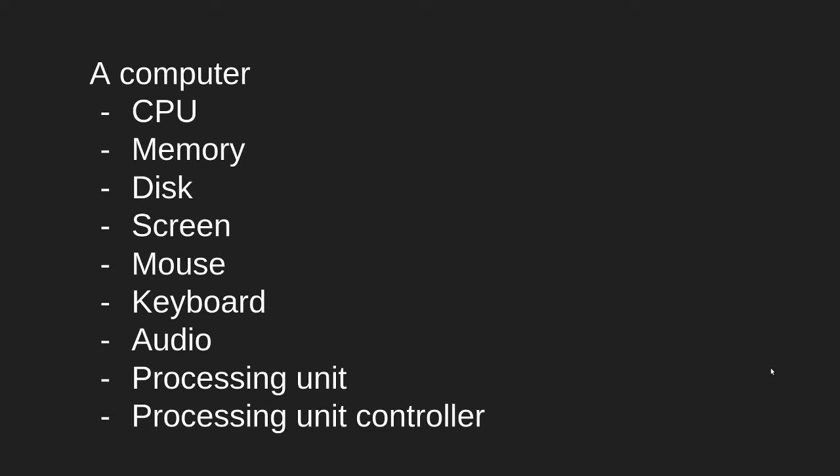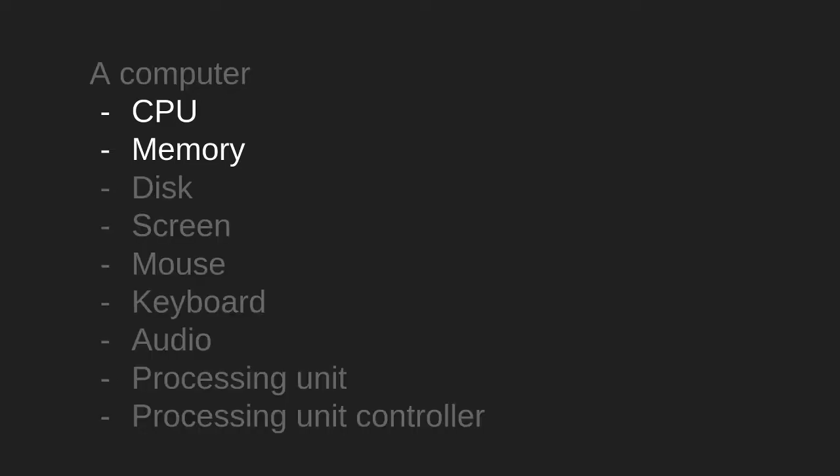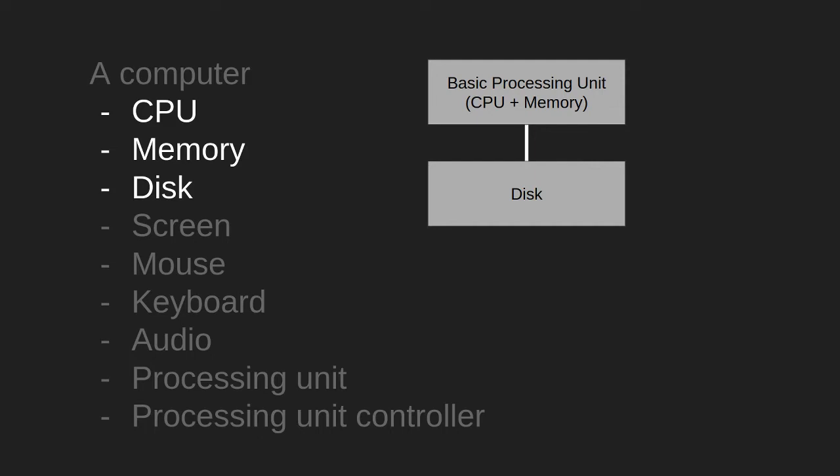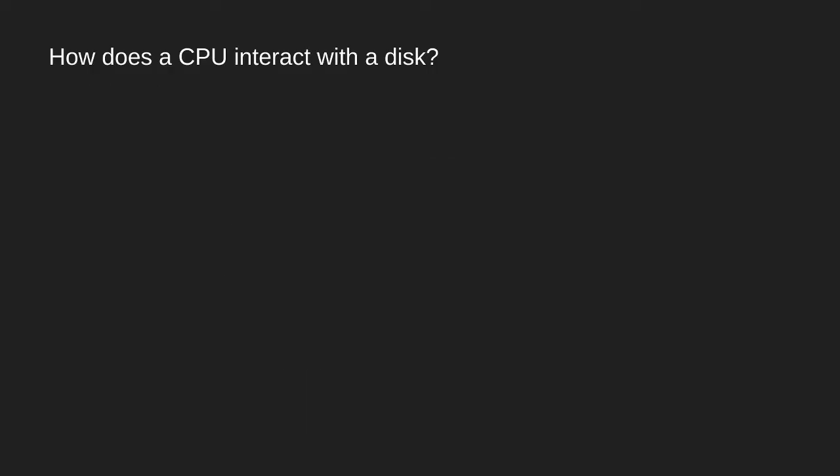This is the second video in our series on the basic uses of the computer. In our last video, we talked about just using the CPU and memory, and I called that a basic processing unit. In this video, we are going to connect a CPU and memory to a disk device. How does a CPU interact with a disk?